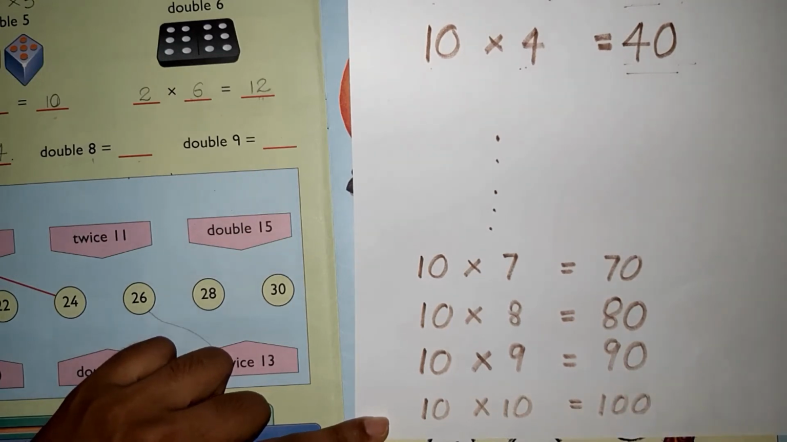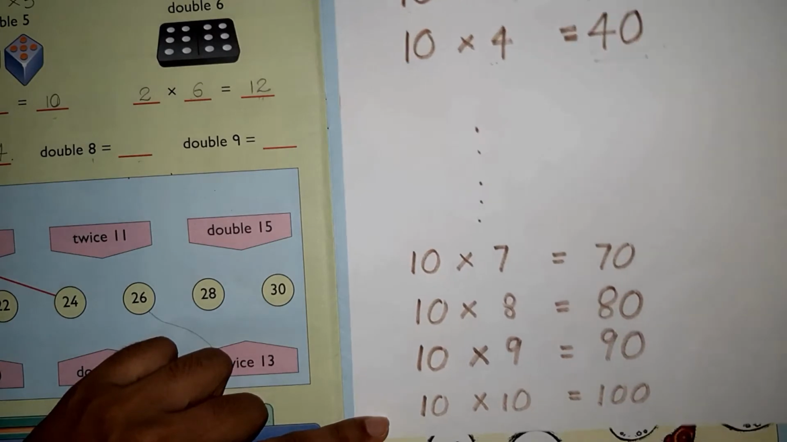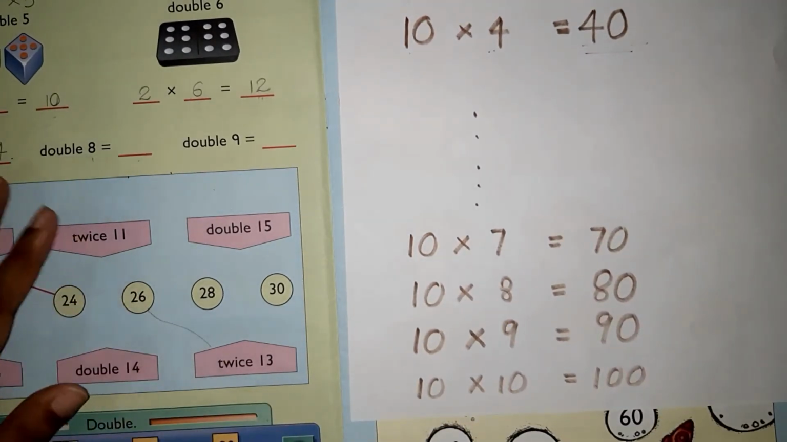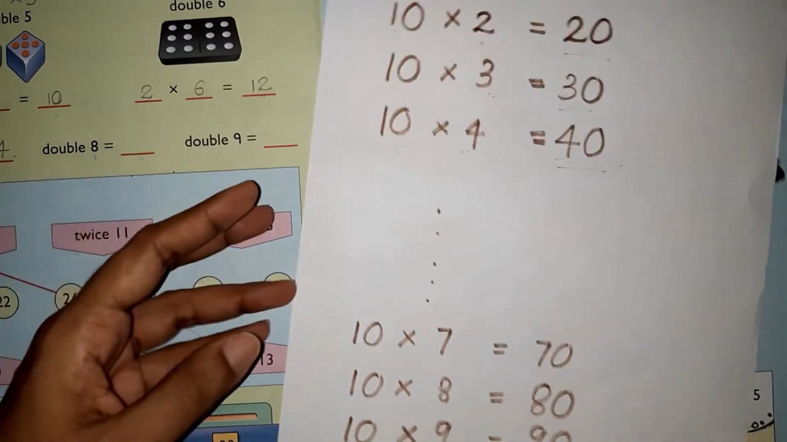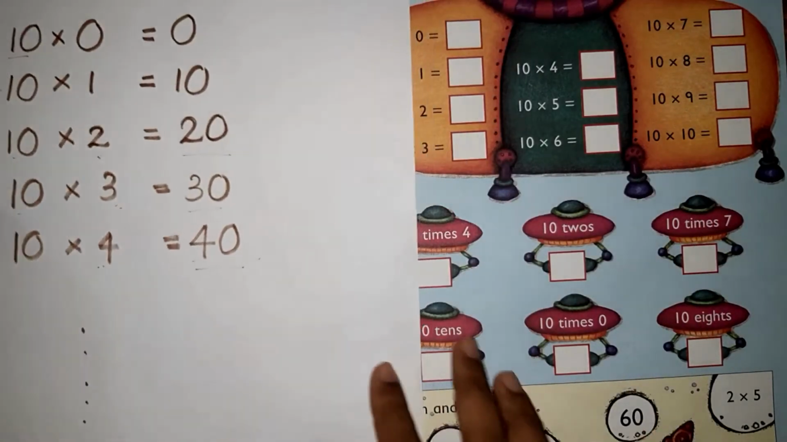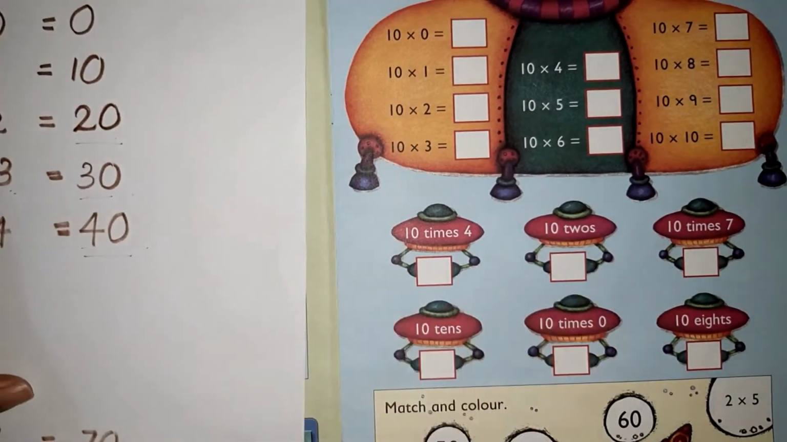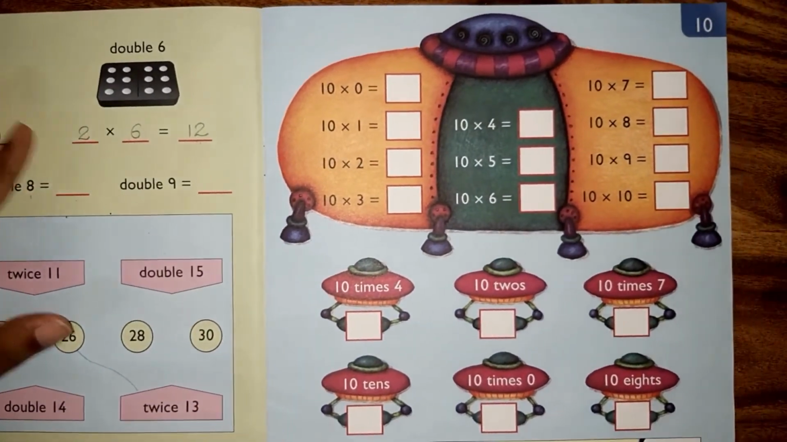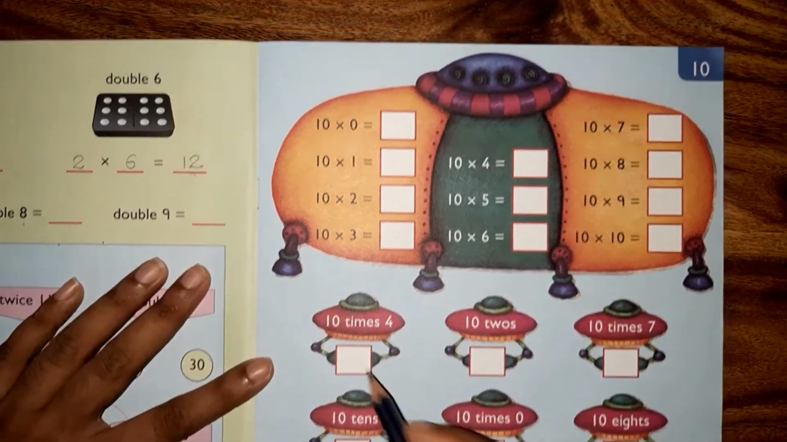Okay. Now, this is the 10 times table and this is the easiest one in the multiplication. Okay, I hope now you have an idea and it is very easy, so you can do this alone. Shall we do these activities together?